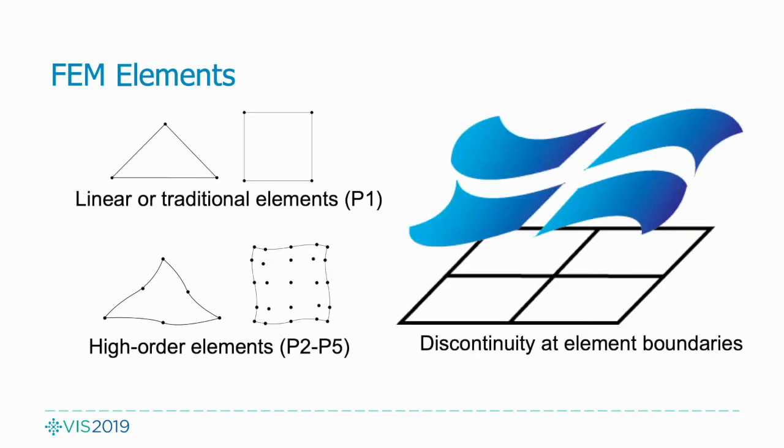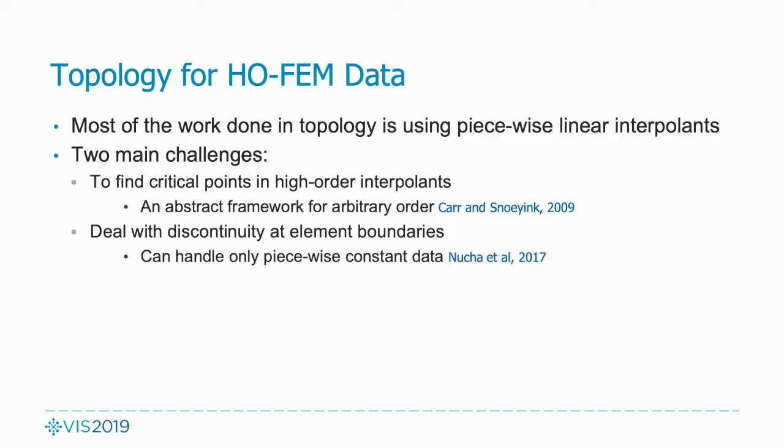On the right, we have a visualization of a derivative of higher order finite element data. Here we can clearly see the discontinuity at the element boundaries. Now let's see how topology can handle this kind of data. Most of the work done in topology is using piecewise linear interpolants.